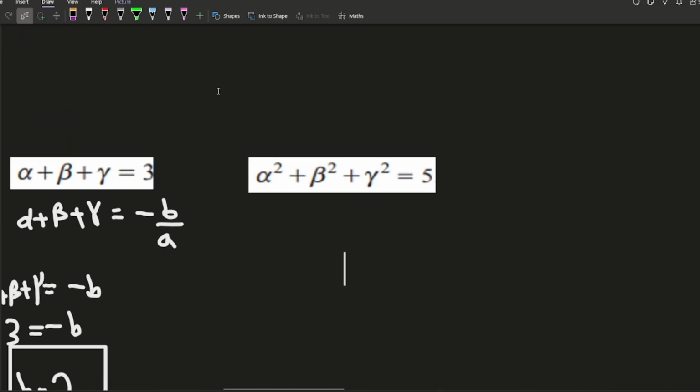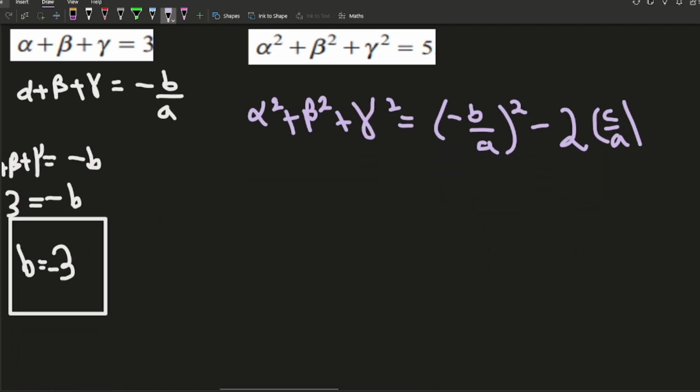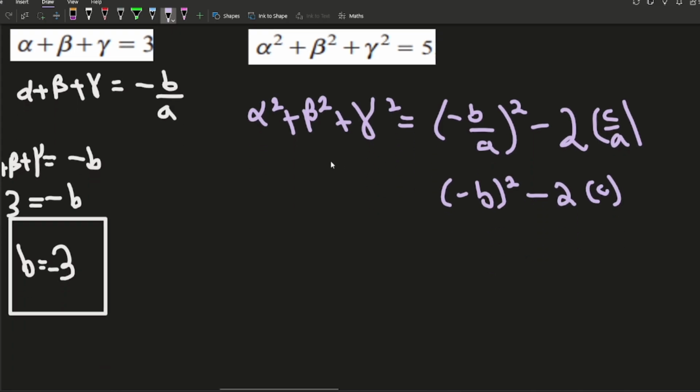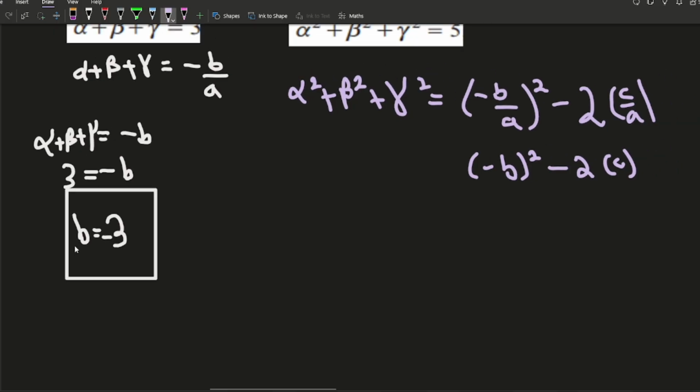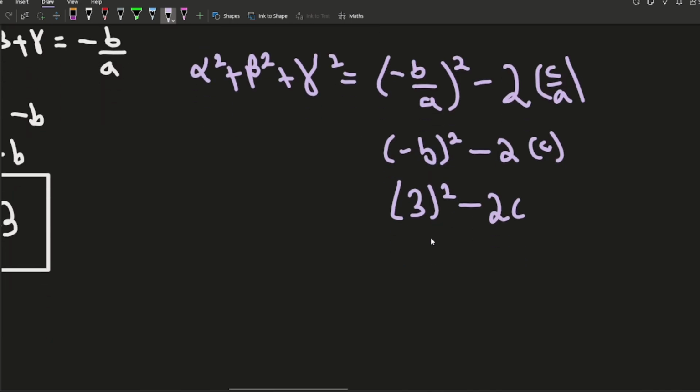Okay, so since we know that alpha squared plus beta squared plus gamma squared is the sum of squares of roots, therefore we know that this will be equals to (minus b over a) squared minus 2c over a. Since the value of a is 1, this will be (minus b) squared minus 2c. Okay, so the value of b we calculated already, which is minus 3. So this will be positive 3, and 3 squared minus 2c. So 3 squared would be 9, 9 minus 2c.